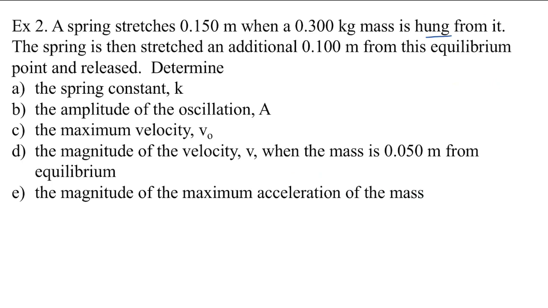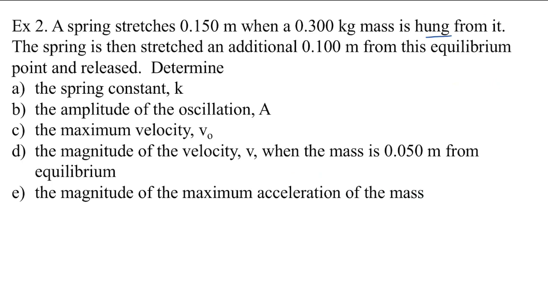That means something is vertical, right? So we don't have a horizontal spring here. The spring is then stretched an additional 0.1 meters from this equilibrium point and released. Okay, so again, the spring stretches when it's hung from it, so we're guessing that's its new equilibrium, and now it's being stretched an additional 0.1 meters, and then it's released.